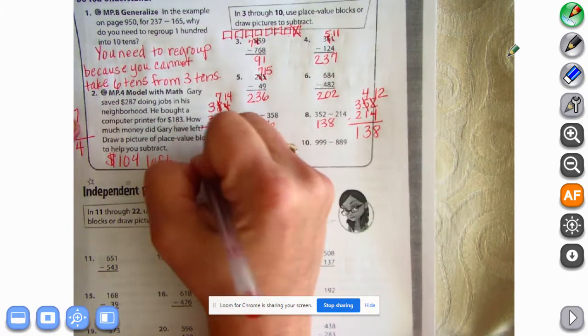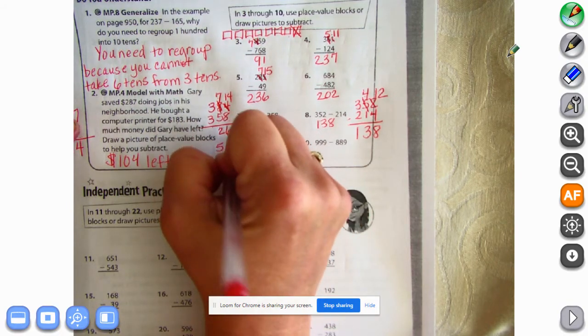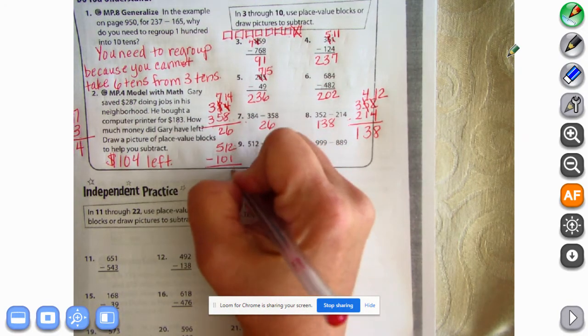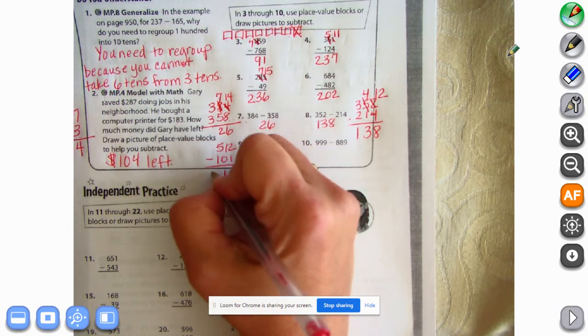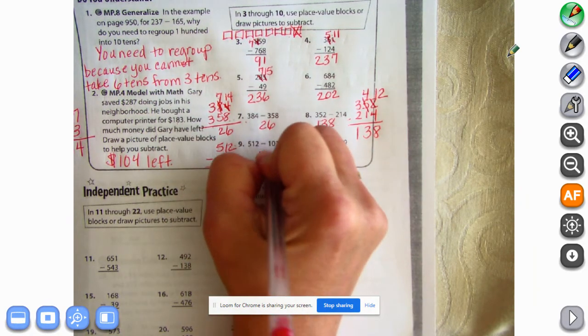512 take away 101. Okay, 2 minus 1 is enough. We can do 1. 1 minus 0, that's enough. 5 minus 1, that's enough. So our answer is 411.